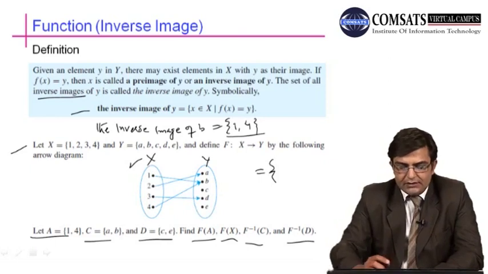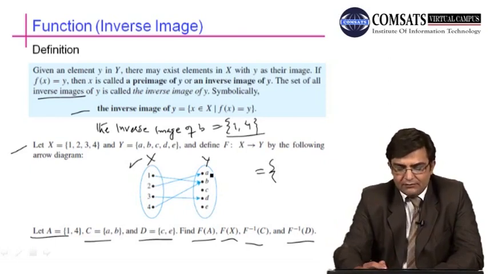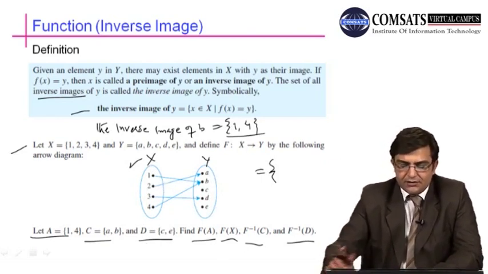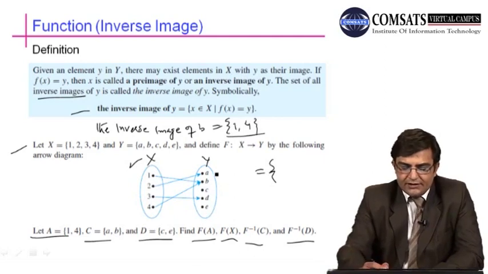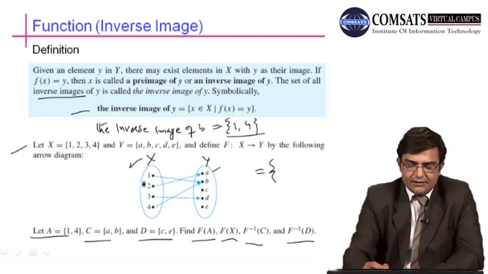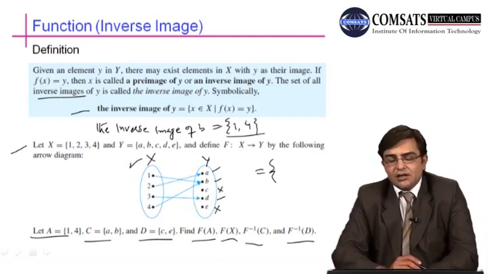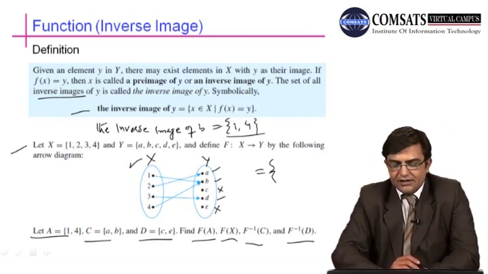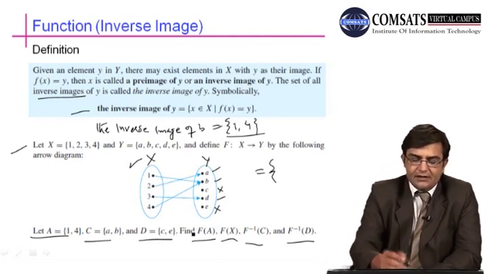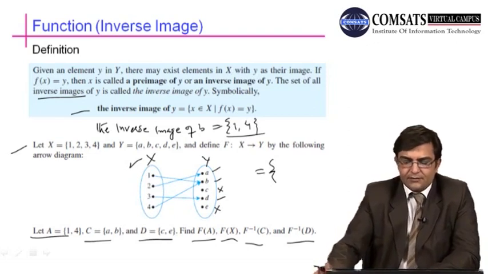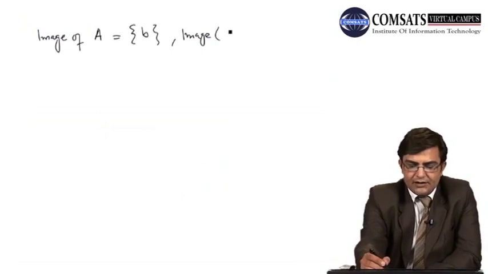All those elements in Y which are related to some element in X basically is called the image. So this element is related to some element in X, this element is related to some element in X, this element is not related, this element is related, this element is not related. So only those elements will come in the image of X which are related to some elements in the set X. So A, B and D is basically the image of X.